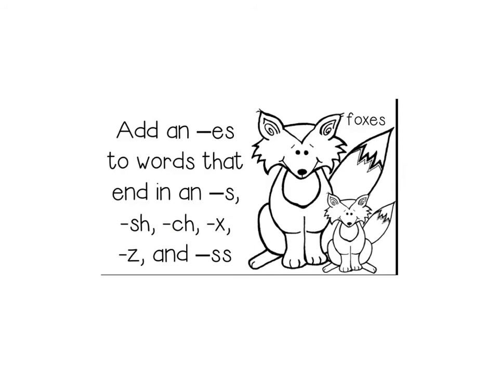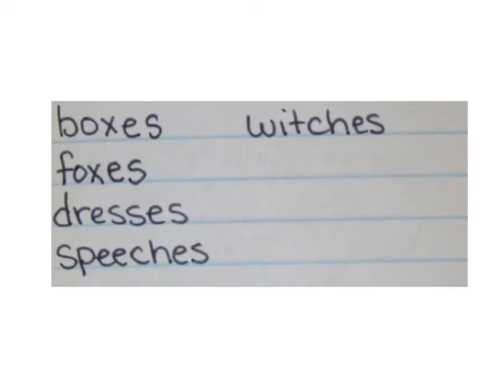Now that you're done with the first rule, you're ready for the second rule for plural nouns. This rule says, add an ES to words that end in an S, SH, CH, X, Z, and SS. All right, here are a few examples of this rule with plural nouns. Before you write any of these down, let's look at how these words are structured.